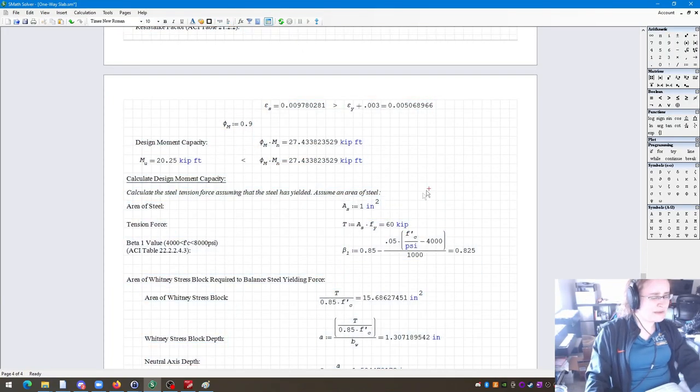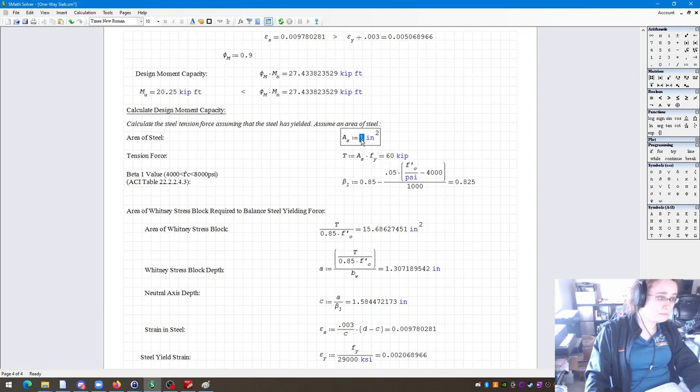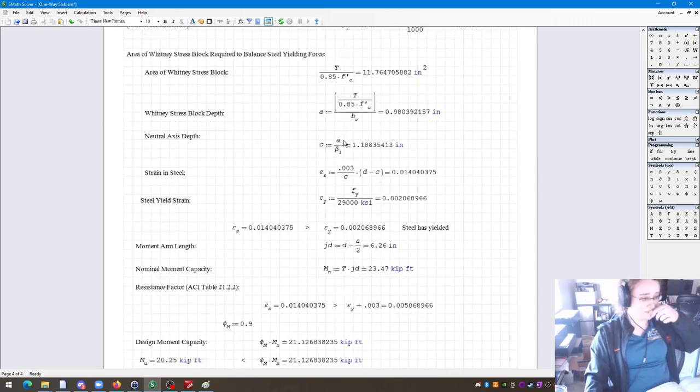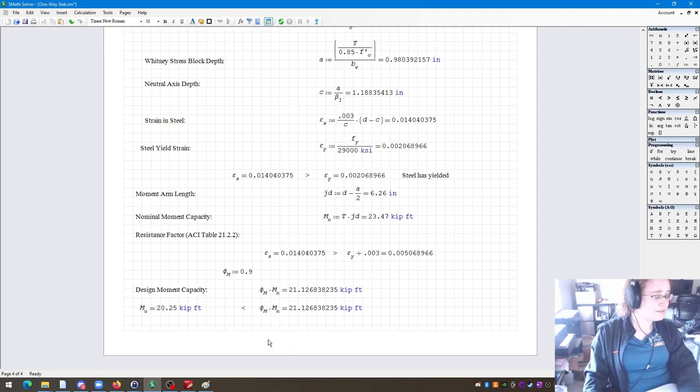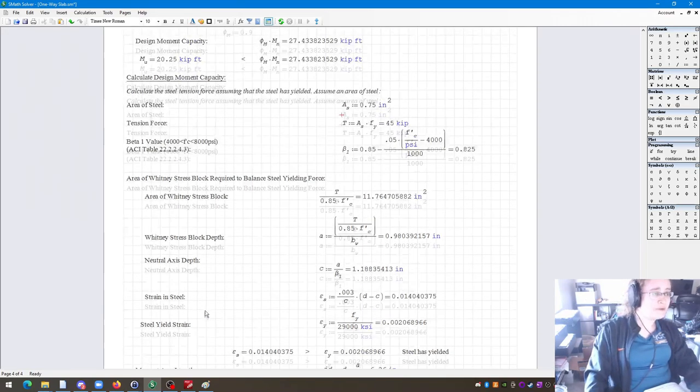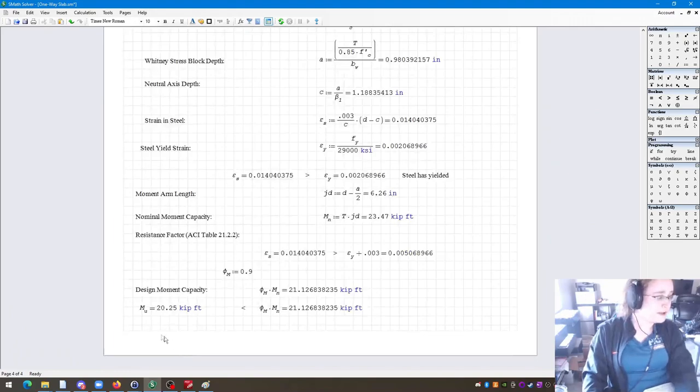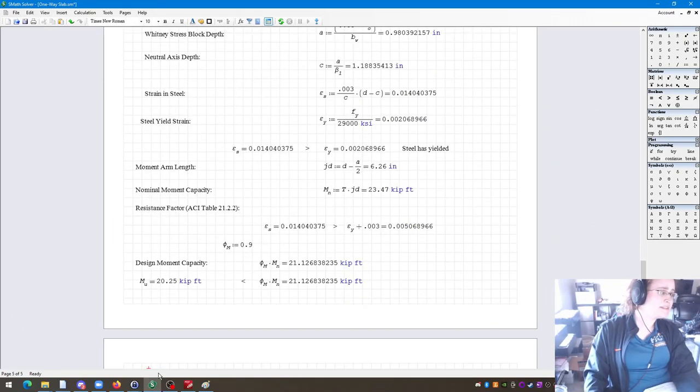Will 0.75 be enough? It might. And yeah, actually, even at the 0.75, it's still yielded. We're not having any problems. So even at 0.75, we will be fine. So I'm going to go ahead and use that.